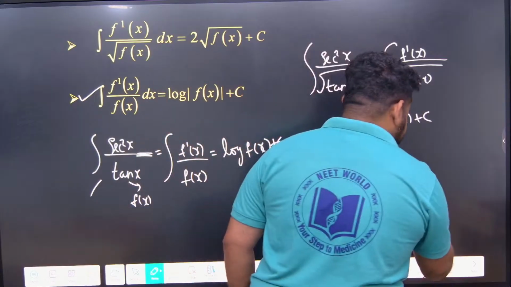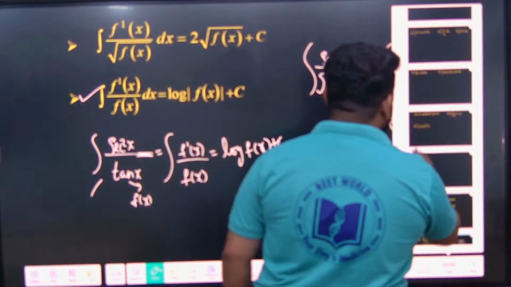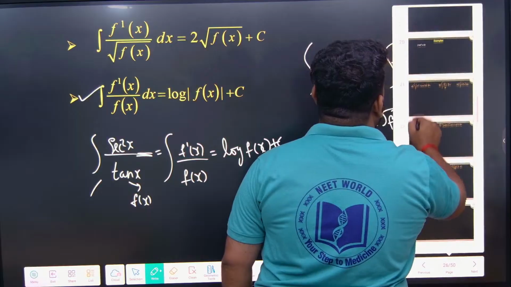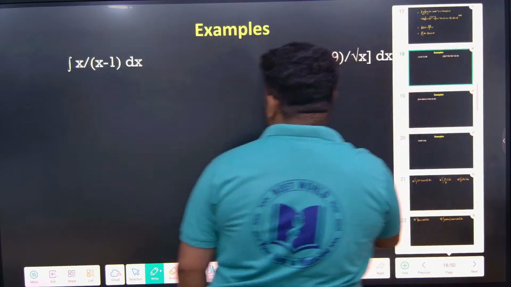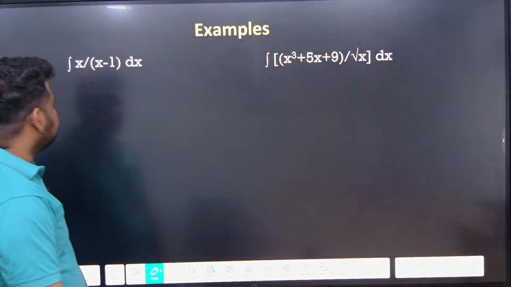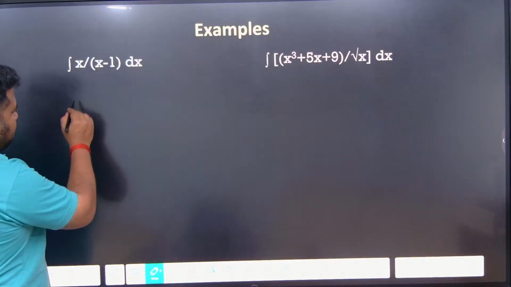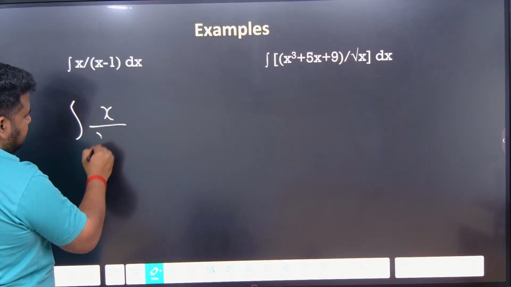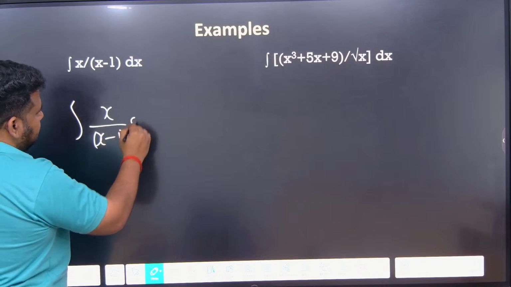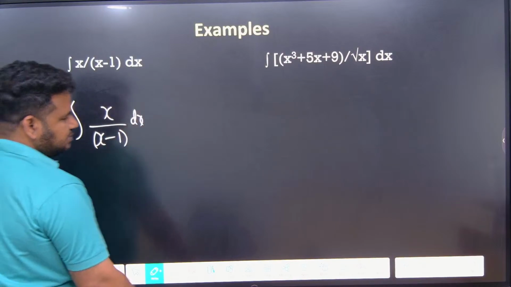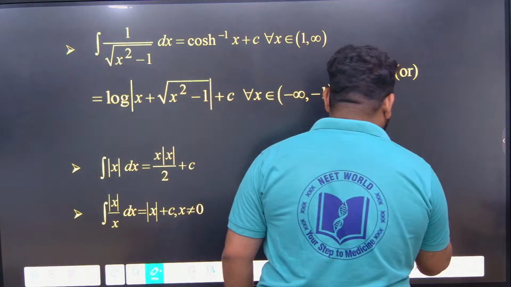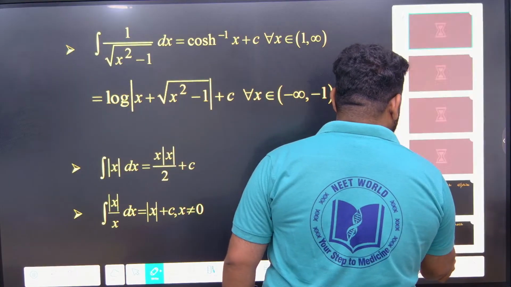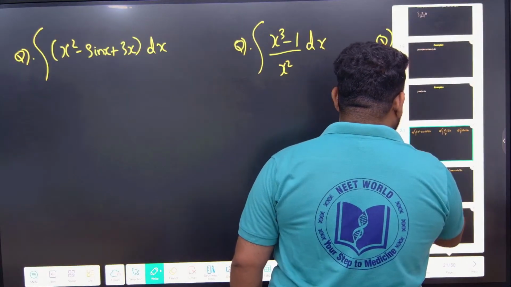Now let us go to the examples, friends. Slowly, let us do the examples. They have given x by x minus 1 dx. Instead of doing these questions, let us do some other simple examples first so that you will have more clarity, then we will go to these questions.